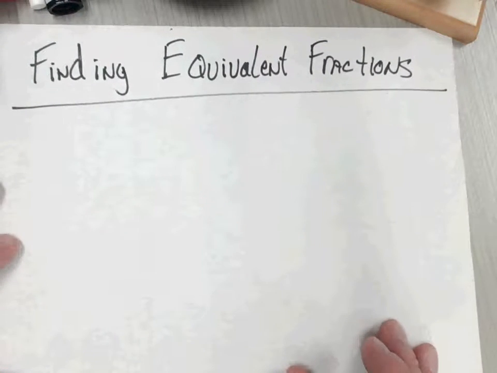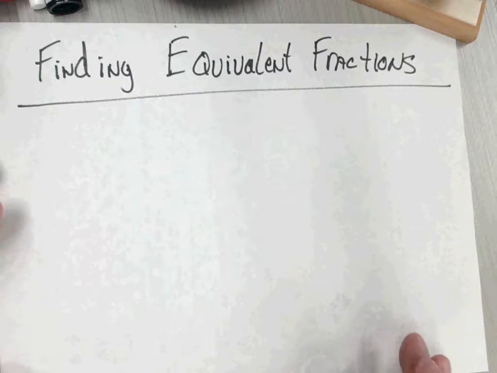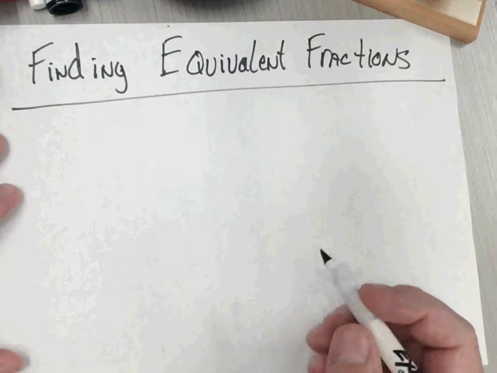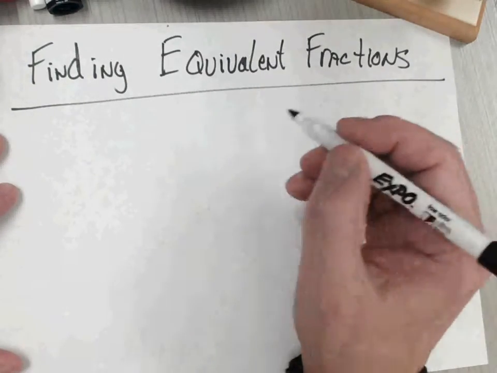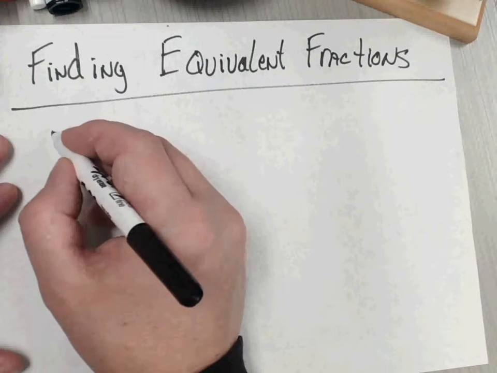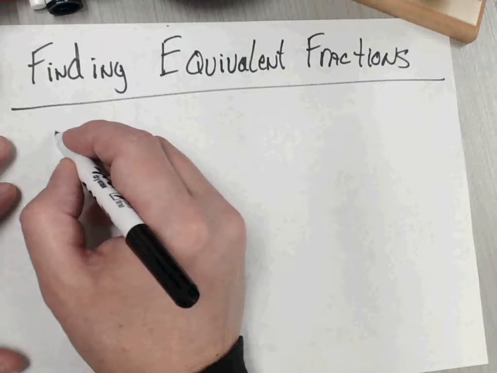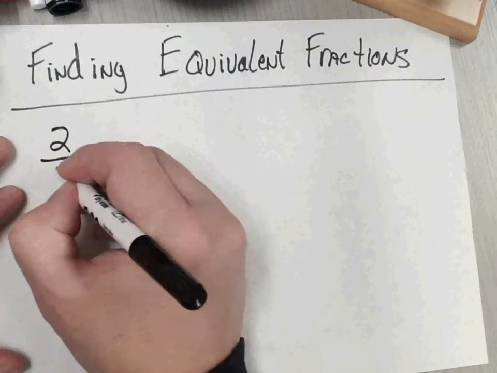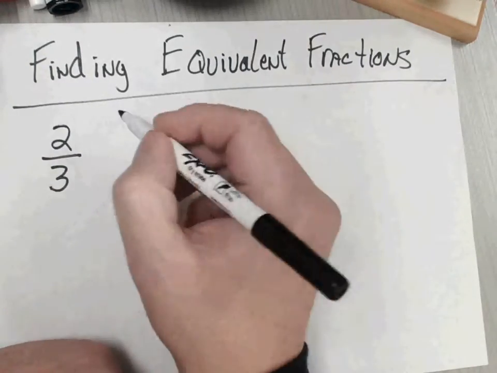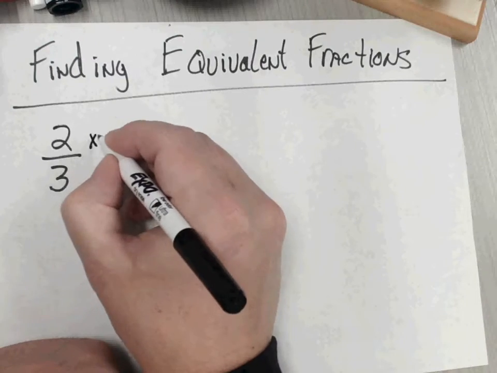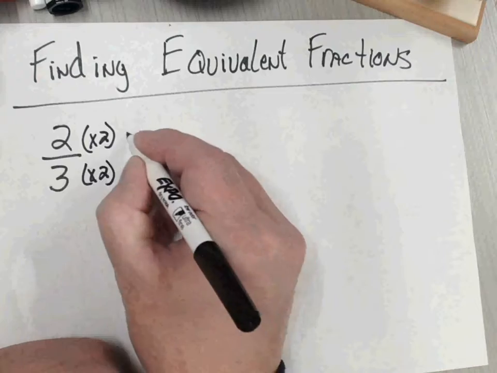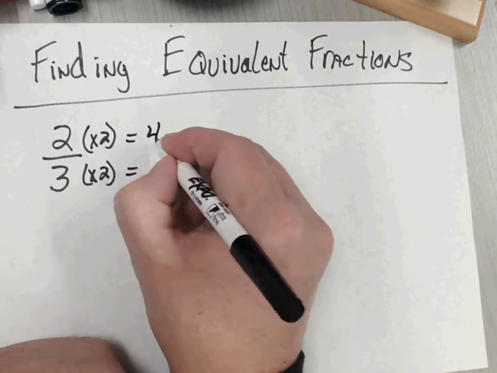Well, today we are finding equivalent fractions. There's a couple different ways to find equivalent fractions. The first way is, let's say you have a fraction like 2/3, and you want to find equivalent fractions that are bigger. If they're bigger, all you do is multiply by the same number and you will find equivalent fractions.